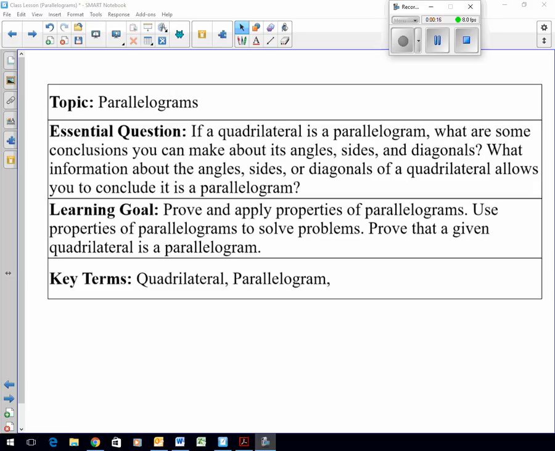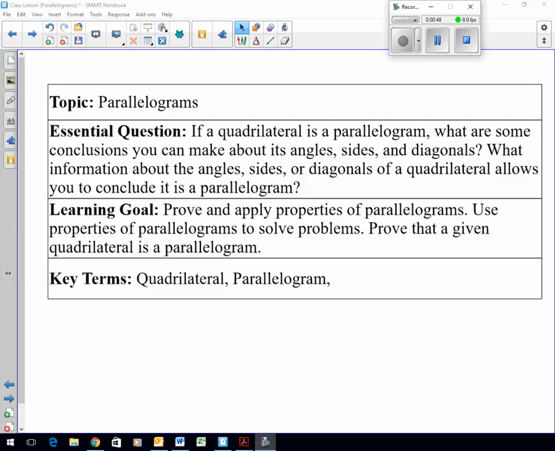All right. So we're moving on from triangles for a hot minute. We're moving into parallelograms. Big essential questions: If a quadrilateral is a parallelogram, what are some conclusions you can make about its angles, sides, and diagonals? What information about the angles, sides, or diagonals of a quadrilateral allows you to conclude it is a parallelogram? So this will answer that question that's in your mind. What the heck is a parallelogram?